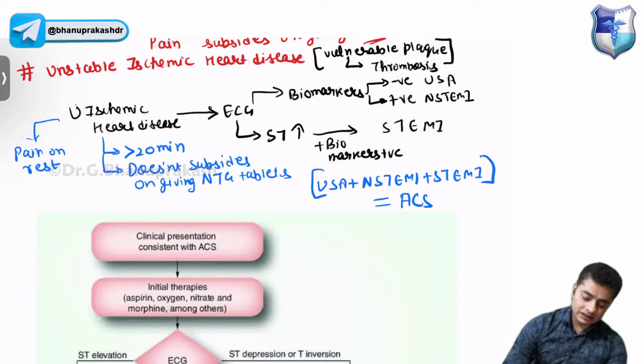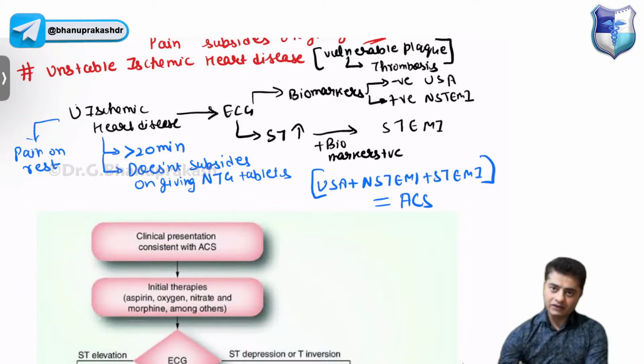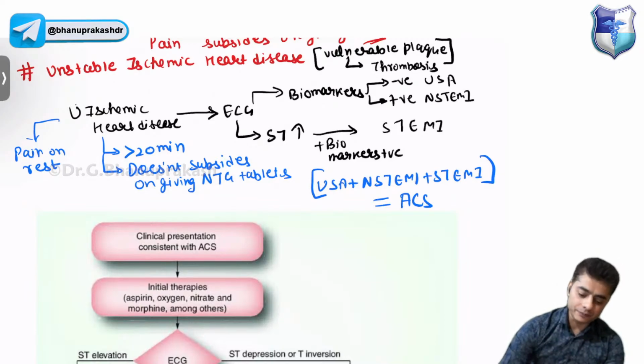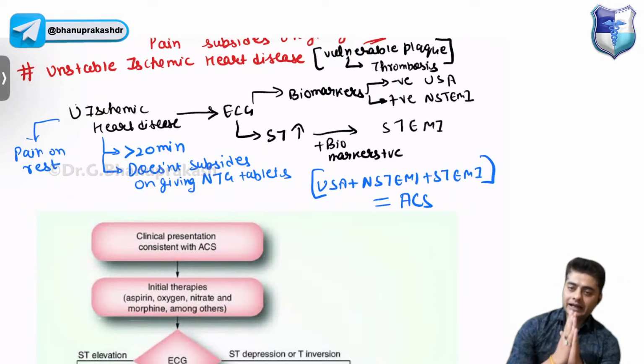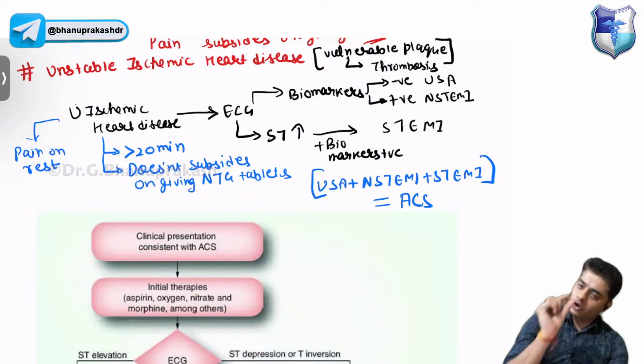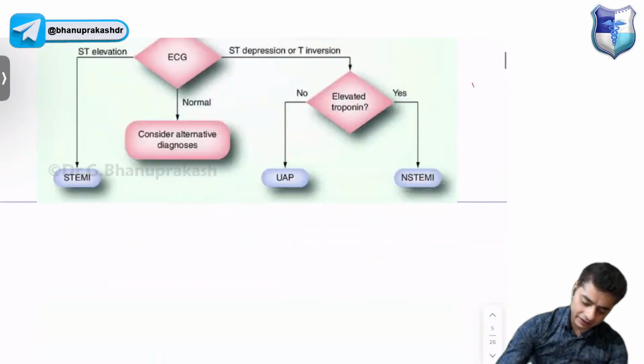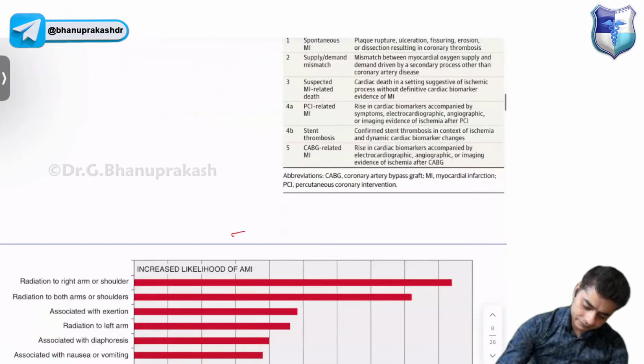Now you will ask me one thing, that sir, why is there no ST elevation in unstable angina and NSTEMI, and why is there ST elevation in STEMI? So the reason is that ST elevation occurs when there is complete blockage. So in unstable angina and non-ST elevation MI, occlusion is there, but this is partial occlusion. But in STEMI, where ST elevation is there, the occlusion is complete occlusion. We will see this in the diagram. See this diagram.